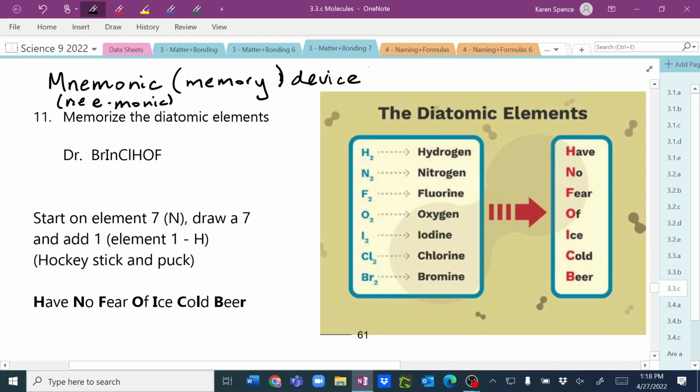So we have our mnemonic devices. We have Dr. Brinkelhoff. We have our hockey stick and puck. Start on element 7, draw a 7, and add that 1 for the puck. That is hydrogen. Have no fear of ice cold beer. And the one that I used to use, but it does not seem to be a crowd favorite. That's okay. I'm not offended. HON. Halogen. Woo. Okay.